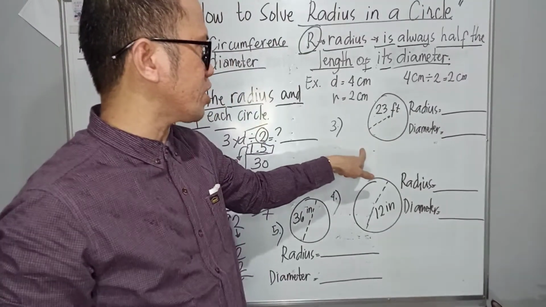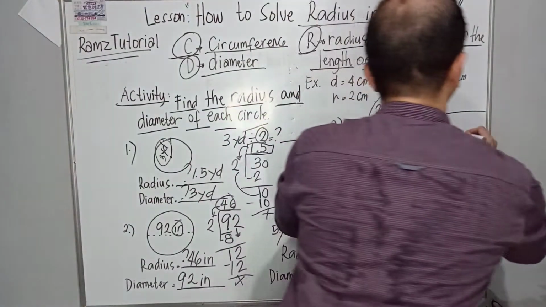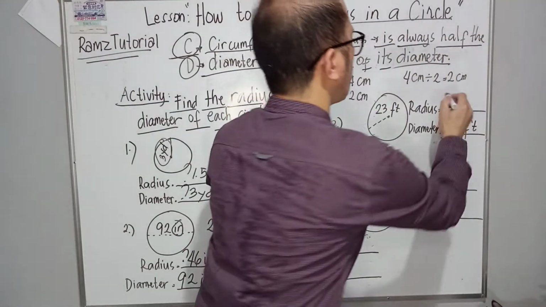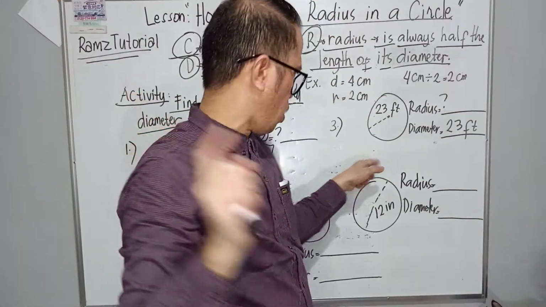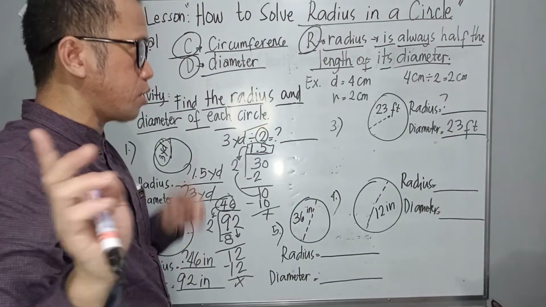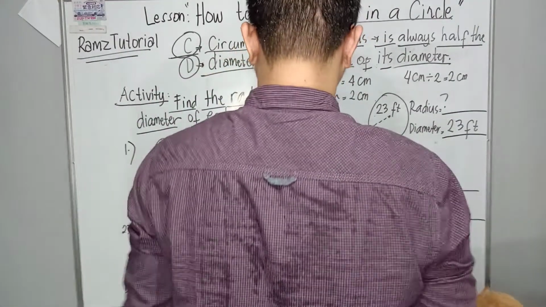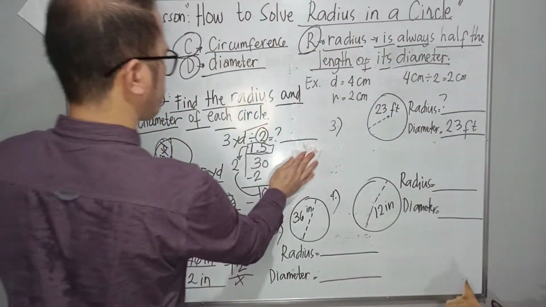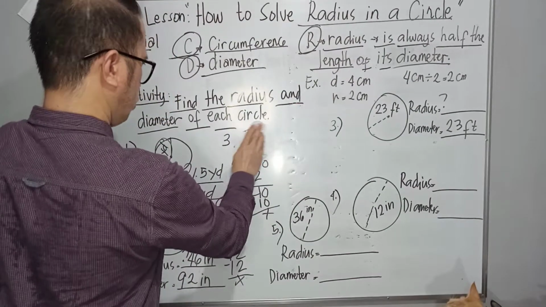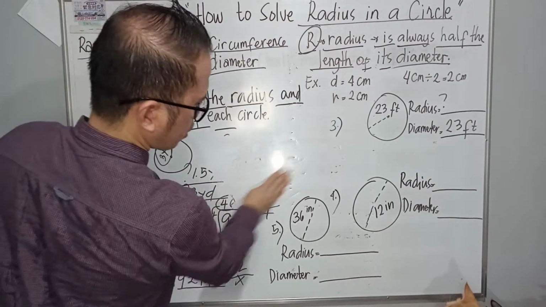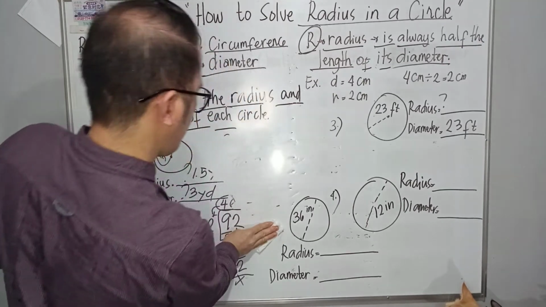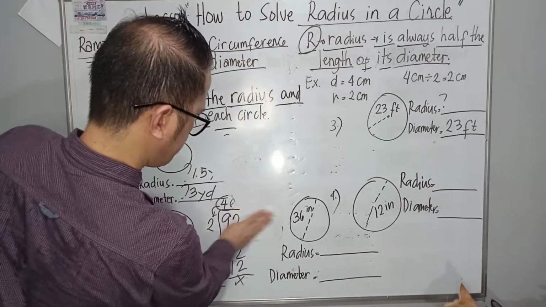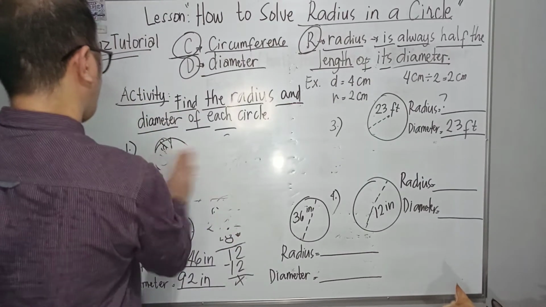Now, take note, class, that our diameter is 23 feet. So we're going to write here 23 feet. Then how to solve the radius? You need to divide by 2, and I am going to show you how to divide step by step, class. So this is for number 3. I'm going to read first for number 1. Hope you already jotted down our answer for 1 and 2, right?